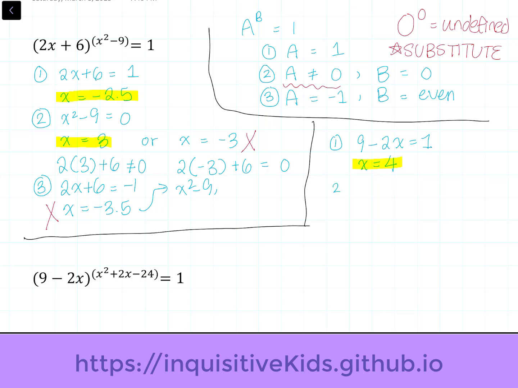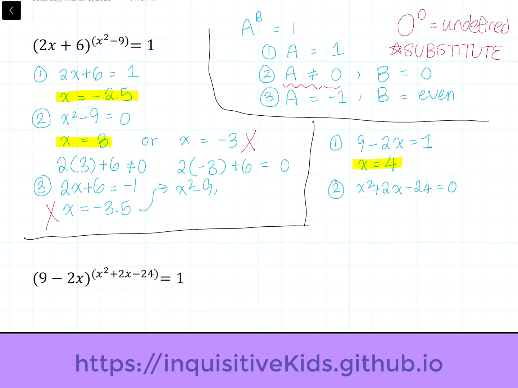Now if we look at the second condition, can we make the base not equal to 0 while making the exponent part equal to 0? Well, let's start with the exponent part. x squared plus 2x minus 24 has to be equal to 0. And now all we're doing here is factoring the quadratic.